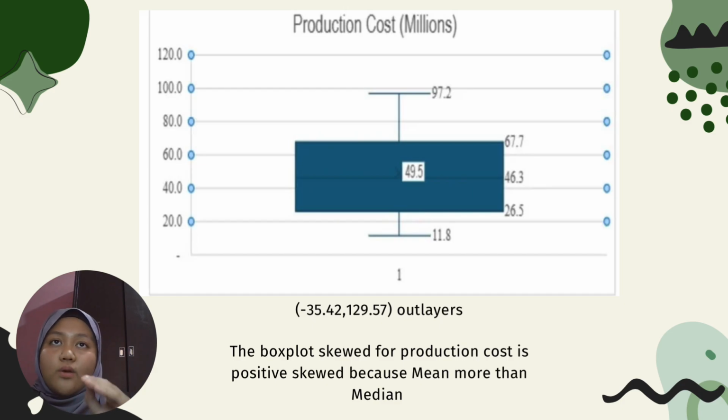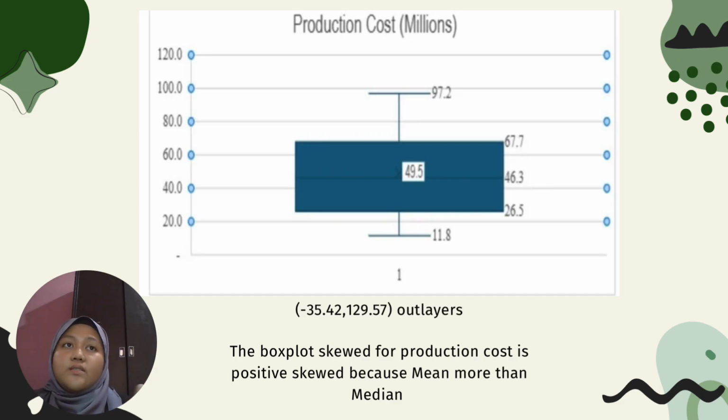The box plot of production cost is positively skewed because the mean is more than the median. 49.5 is more than 46.3. This is because the data has high values that pull other values to become large. I found that the impact on the company is that the overall cost is higher than the actual situation. This is proven by the highest total production cost of 97.2 million.